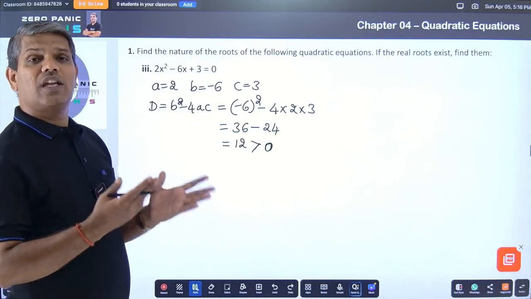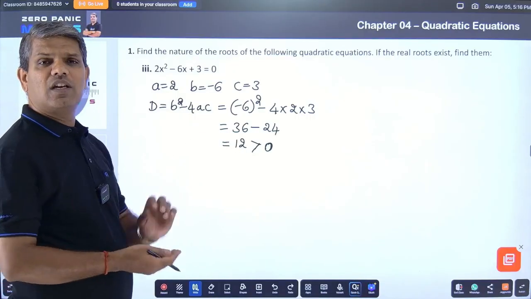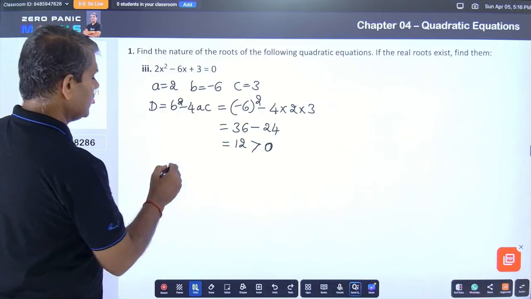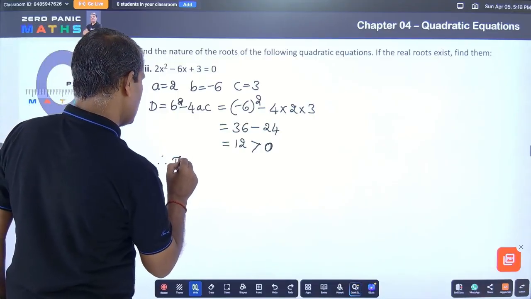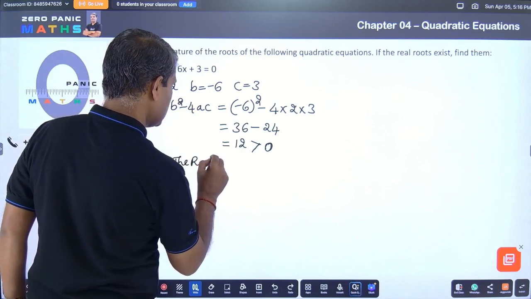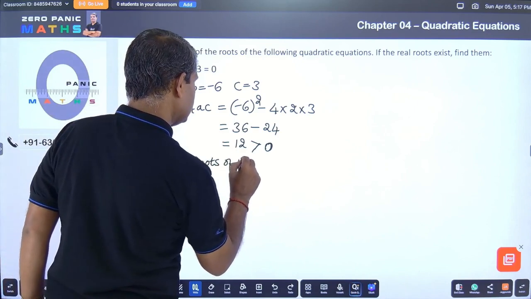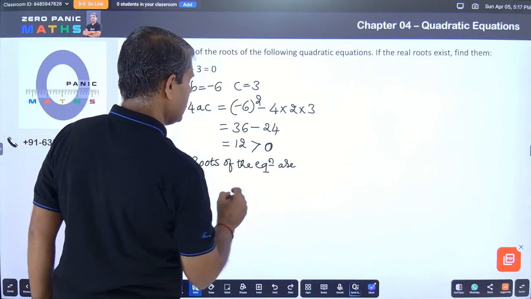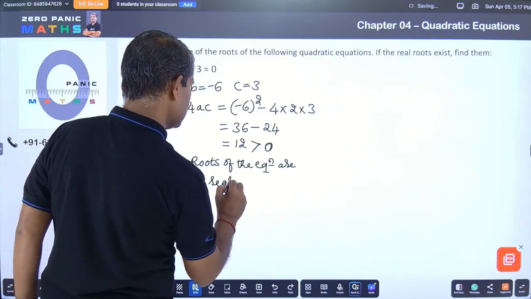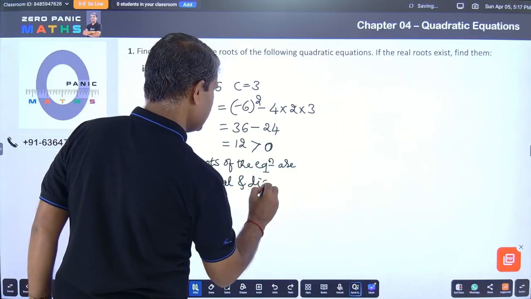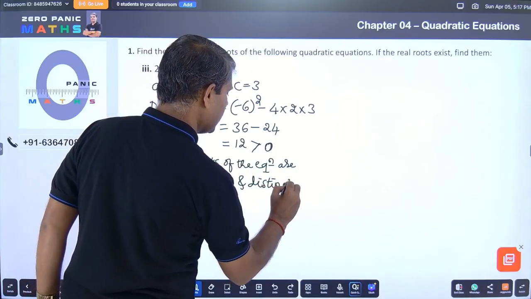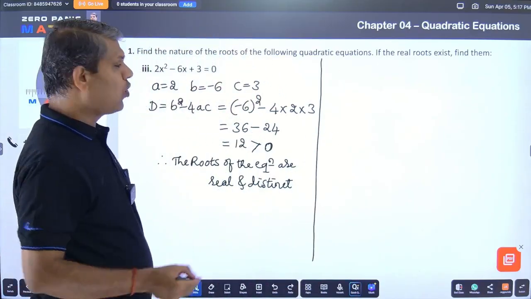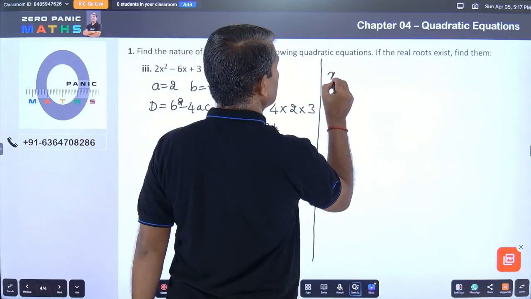So what is the nature of the root? If the discriminant is greater than 0, the roots are real but they are distinct. Okay, so therefore the roots of the equation are real and distinct. We will say real and distinct. Okay, let us find out the two real and distinct roots by putting that into the formula.